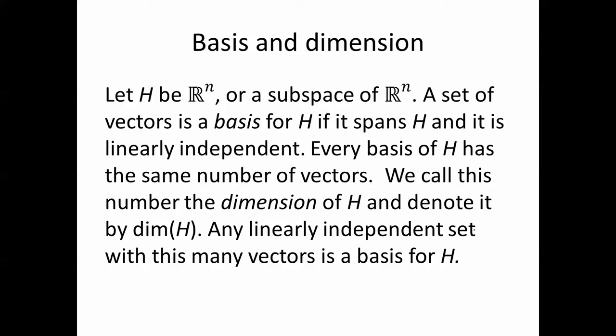So here's our formal definition of basis. Let H be Rn, or a subspace of Rn. A set of vectors is a basis for H if it spans H and it is linearly independent. Every basis of H has the same number of vectors. We call this number the dimension of H and denote it by dim H. Any linearly independent set with this many vectors is a basis for H.